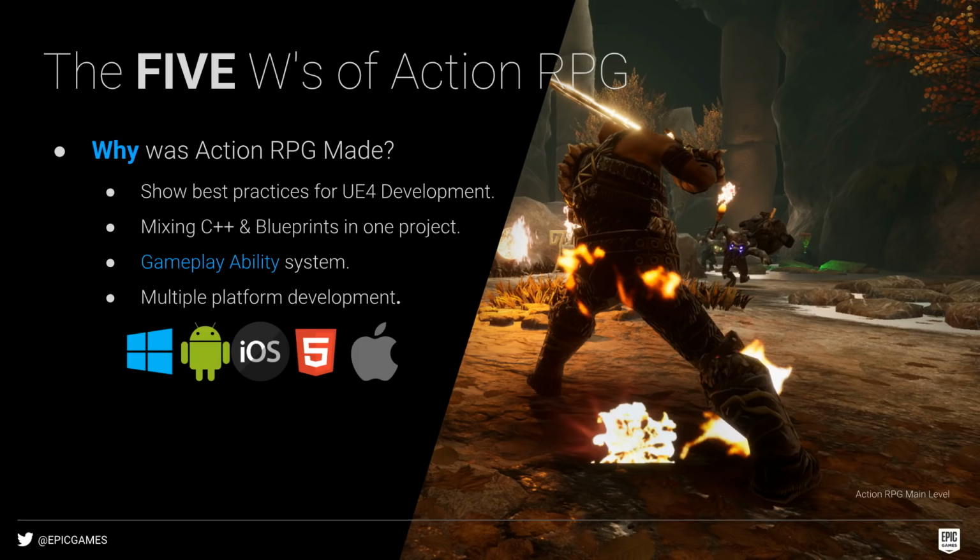Another question we get asked a lot is, how do you mix both C++ and blueprints together in the same project? What should be blueprintable? What should be left in C++? How do I do this? What should I be doing? And again, Action RPG serves as a great example of how to do this.